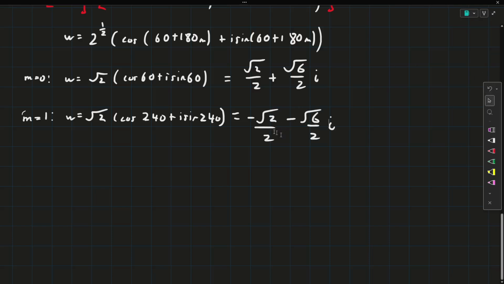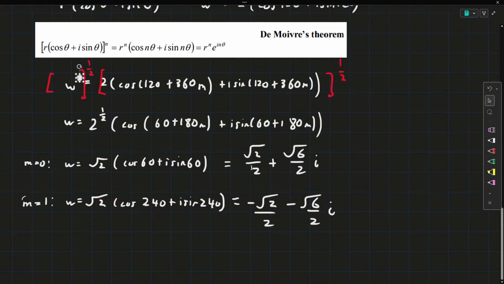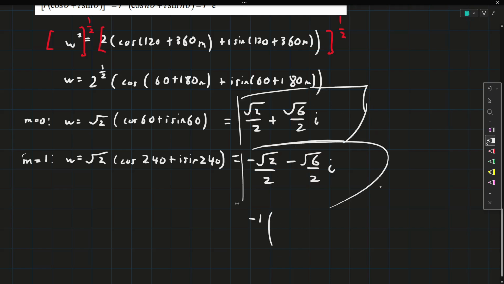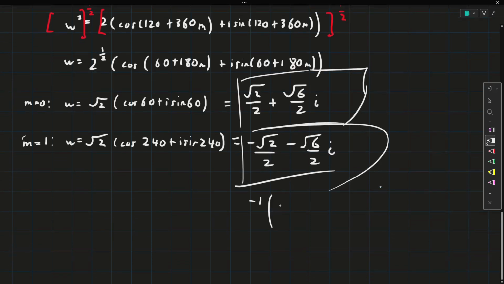And this should make sense because our thing was squared, right? So when we square this, you could also think about this. This is just for intuition. You've got the answers. These are the two answers. But in terms of intuition, the second one is the same as minus 1 times root 2 over 2 plus root 6 over 2i, which is the same as this one, just multiplied by minus 1. And that makes sense because when we square this, the minus 1 will go away.